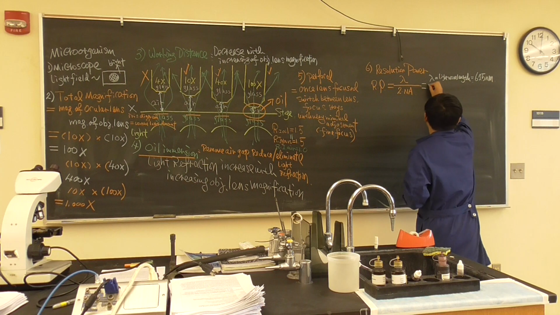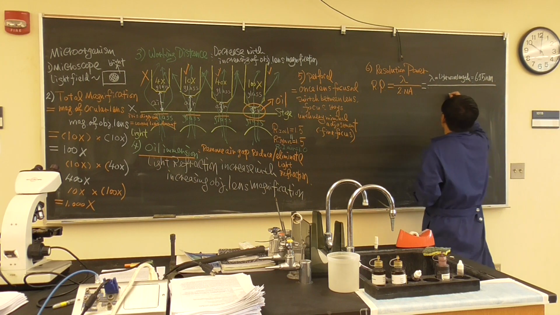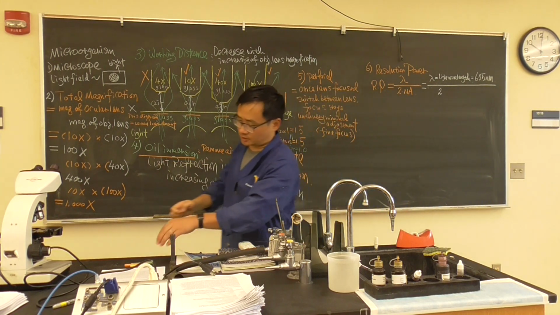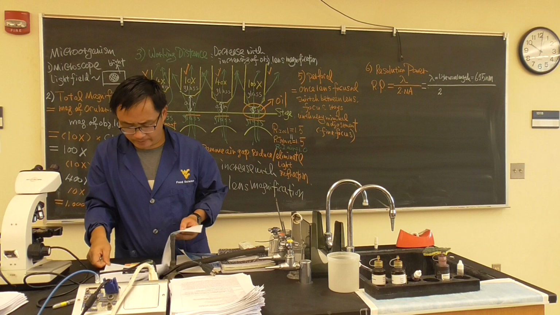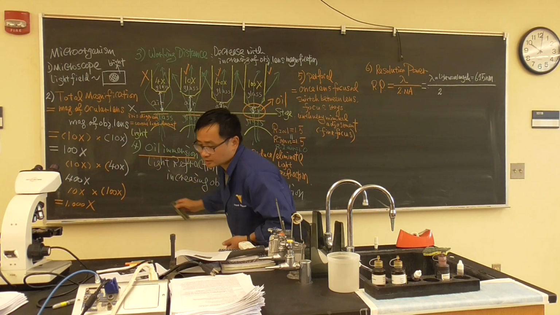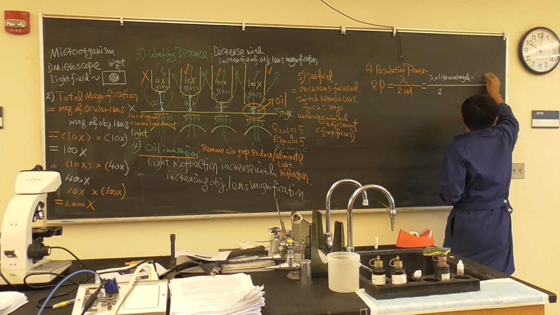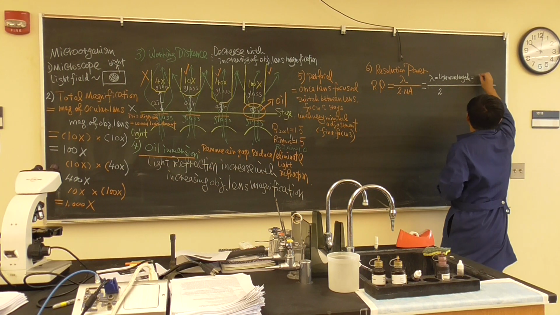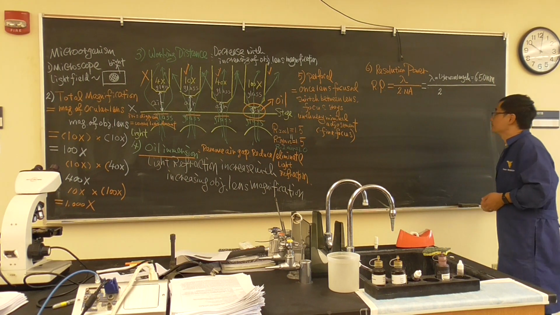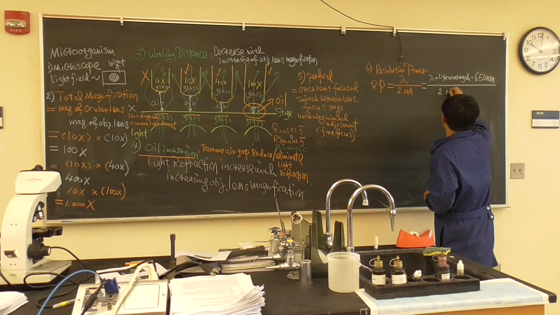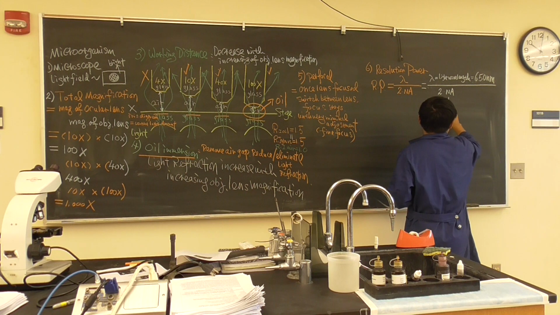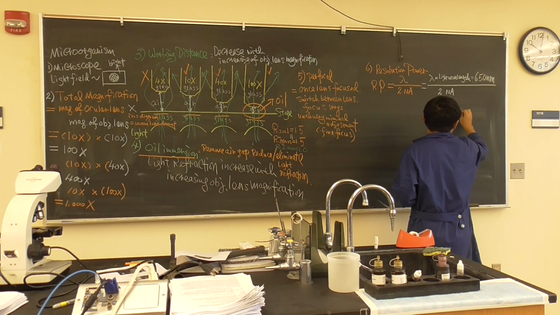Okay, and then the 2 is fixed. Let me double check it. What's the number? Sorry, 650 nanometer. That is 650 nanometer. 2 is fixed. Now the question is this NA. What does NA mean? NA means numerical aperture.